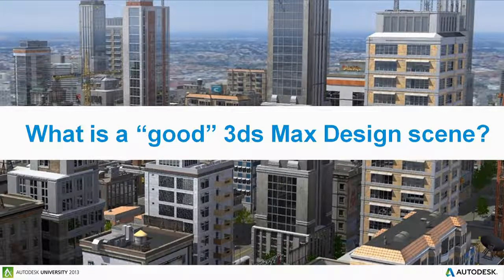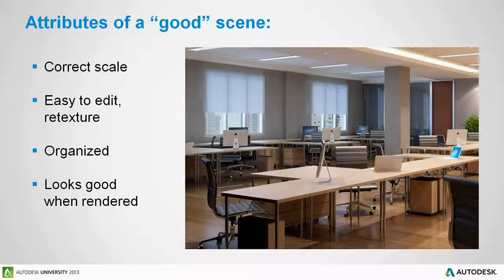Okay, so what we're asking today is what makes a good 3ds Max Design scene? Because if you get a good scene, then it's going to be easy to light, texture, and animate. It's going to render nicely, and it will be easy to fix any problems that come up along the way or correct things. If the client says, no, I don't want brick anymore, I want stucco, or whatever changes they make, you will be able to edit the scene quickly and easily and get a nice result. So let's take a look at what makes a good 3ds Max scene.